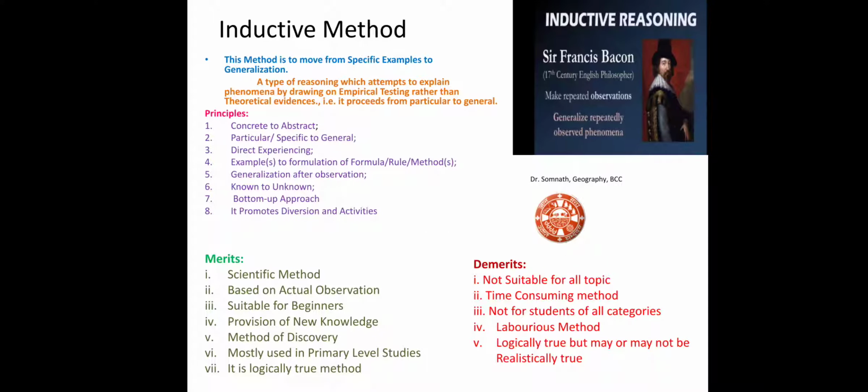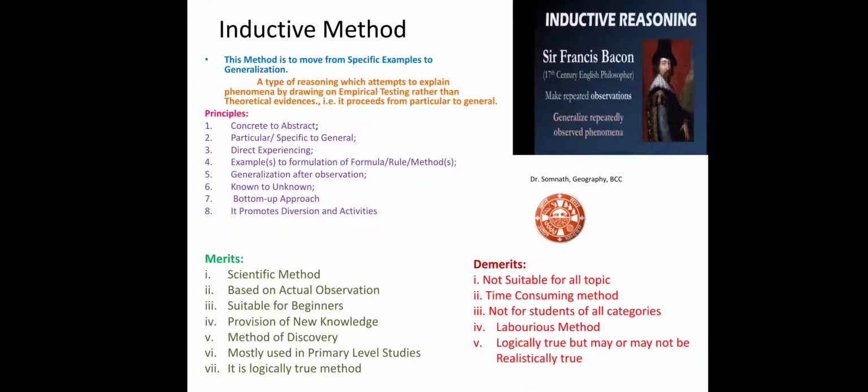Now in case of the inductive method, it is a method which moves from specific example to generalization, just opposite to the deductive method. Sir Francis Bacon is one of the proponents of this kind of method, and it is a type of reasoning which attempts to explain phenomena by drawing on empirical testing rather than theoretical evidence. That is, it proceeds from particular to general.